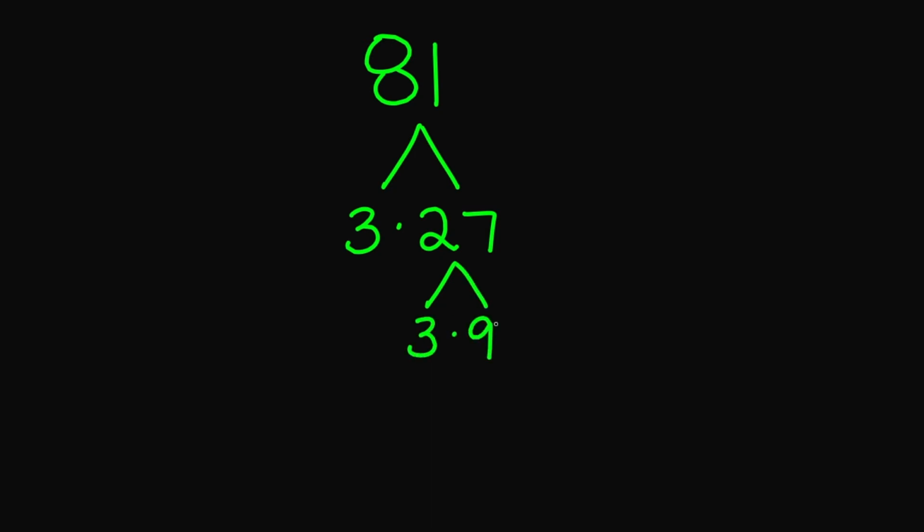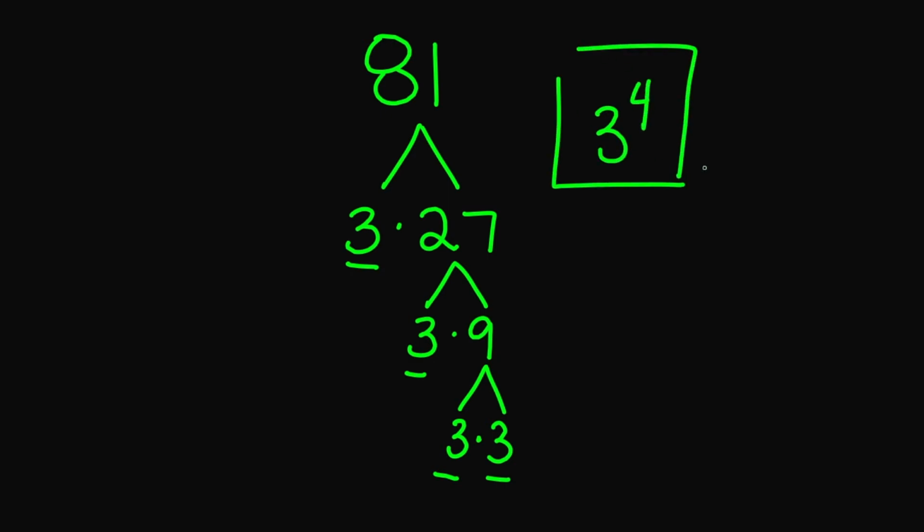Let's look at the number 81. I'm going to factor my 81 into 3 times 27. I cannot factor this 3 anymore, but I can factor this 27 into 3 times 9. And then this 9 can be factored into 3 times 3. So now I am left with all prime numbers. So my prime power factorization is going to be 3 to the 4th power. It's your final answer.